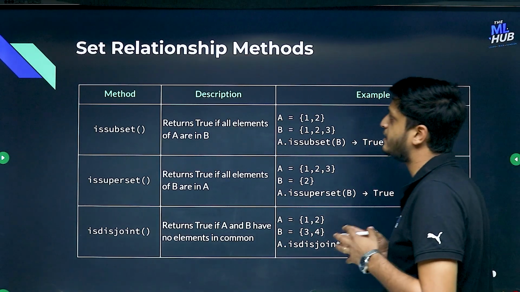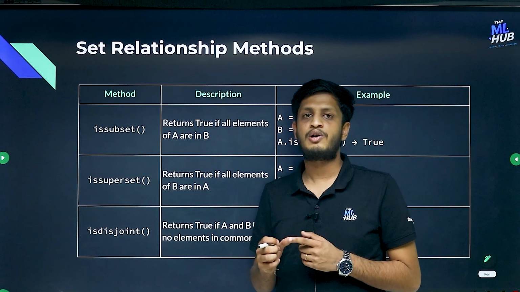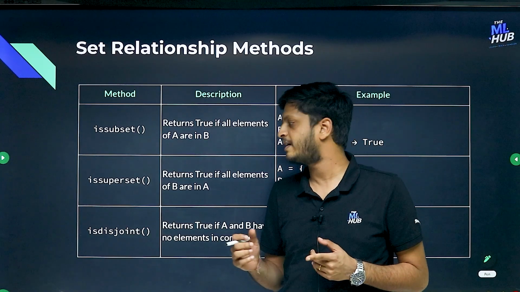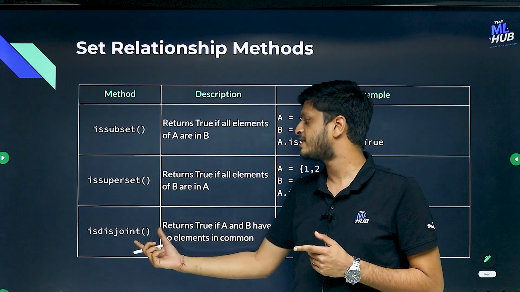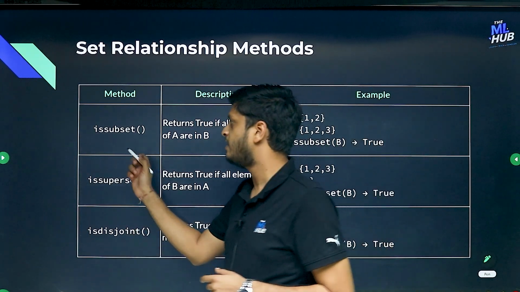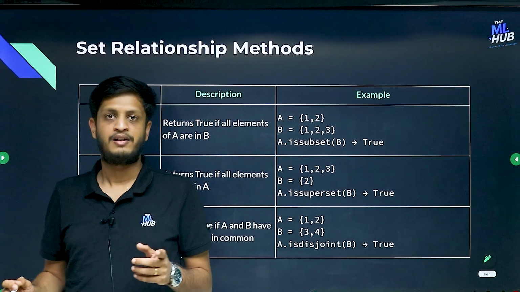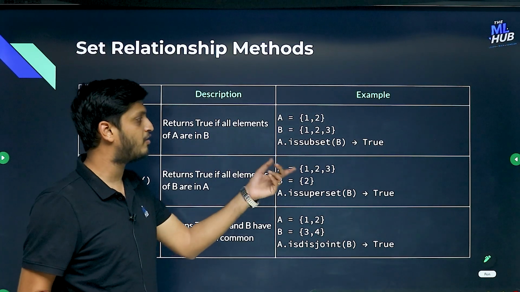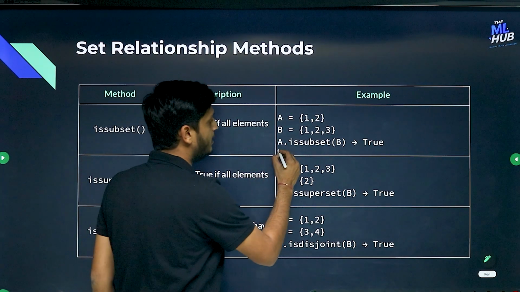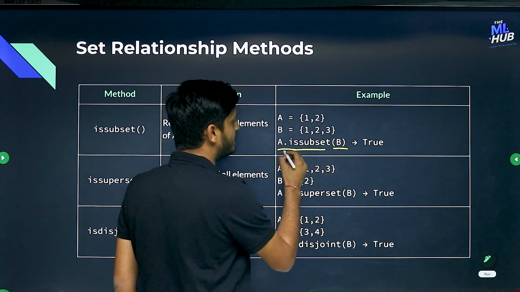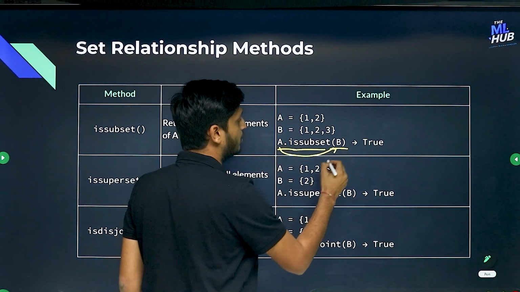Now we have set relationship methods. If you want to check subset and superset, then we can use isSubset, isSuperset and isDisjoint functions. Again, we have operators for them as well. If you want to check whether A is a subset of B or not, you can use A.issubset(B). It will check whether A is a subset of B or not.